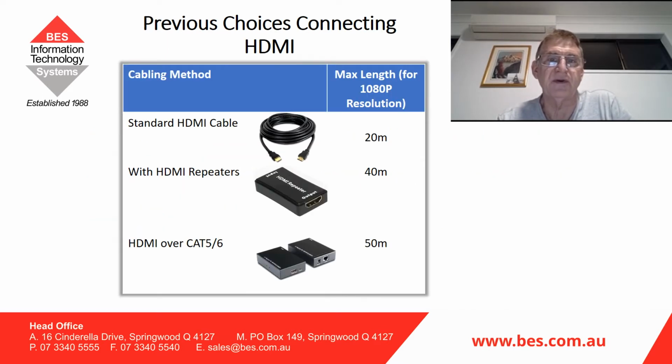So our previous choices for connecting HDMI were limited, bulky, like standard HDMI cable, or HDMI repeaters, or more recently HDMI over Cat5 or 6. Although it uses the network or the structured cabling system, obviously it's not in the LAN, so people can make mistakes with it, disconnect things. What the hell is this doing here? Sort of problem.